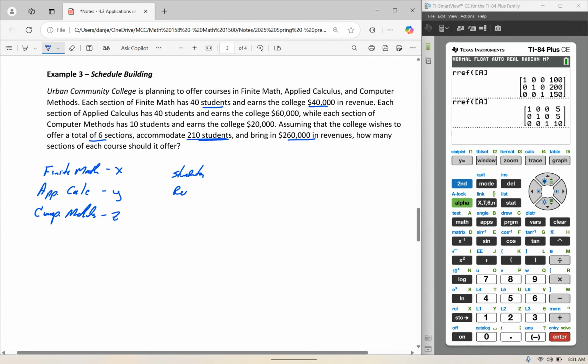Okay? So I'm going to need an equation for the number of students, revenue, and sections. Finite math, X, has 40 students, and it earns the college $40,000 in revenue. I'm not going to work in dollars, I'm going to work in thousands of dollars. So $40,000 I'm going to call 40. Each section of applied calculus also has 40 students and earns the college $60,000 in revenue. Each section of computer methods has 10 students and earns the college $20,000 in revenue.